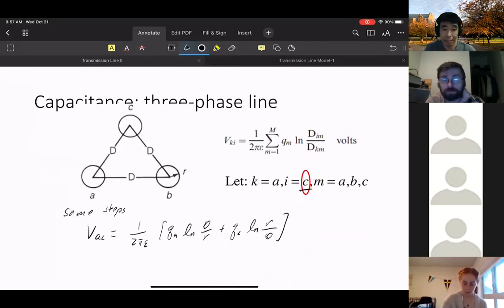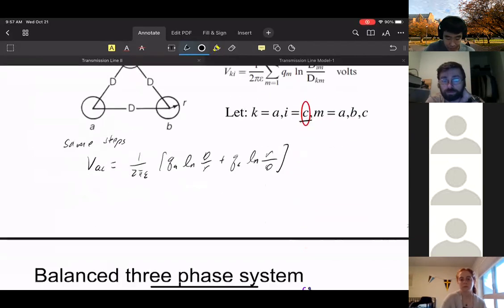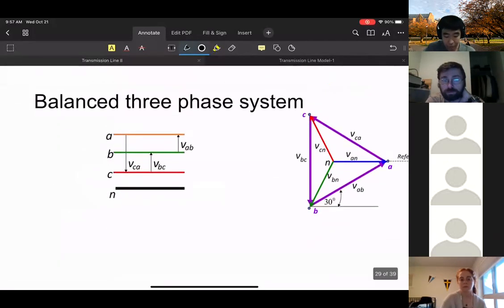Something nice will happen because we get this balanced three phase. So let's look at how we make nice things happen. We'll eventually make this equation fairly easy to understand. Remember, we're always looking at a balanced three phase system.